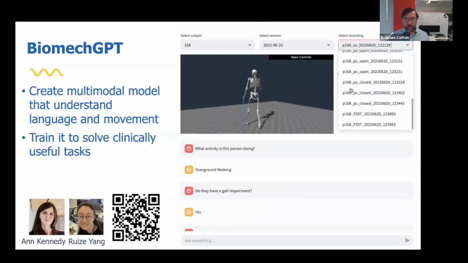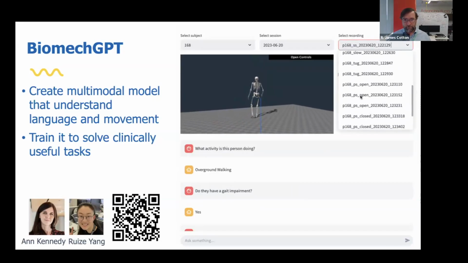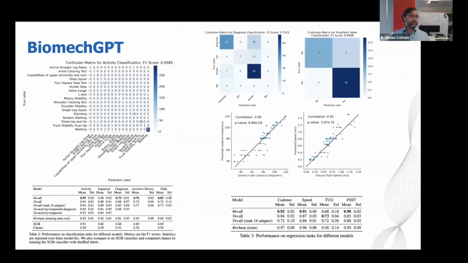The next one, I think, is going to look at some timed up and go. But as I said, it's important to really score the performance on these things. And we see that the F1 score for activity classification is quite high, even in the case where there are some activities that we don't have frequently, like the L test. It can also do a pretty good job of identifying a diagnosis if someone does have an impairment. It does a really good job of detecting if they have an impairment.